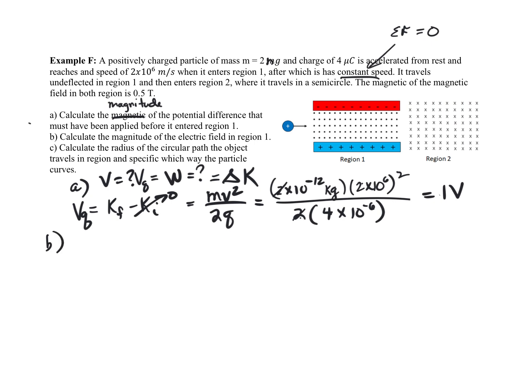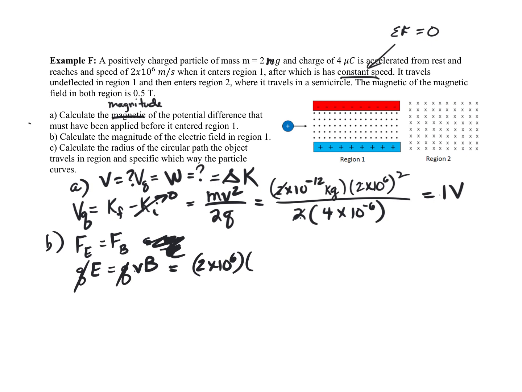Magnitude of the electric field. We can find F sub E because we know that's equal to F sub B, isn't it? Because it's undeflected. So that is QE equals QVB, correct? So the Q goes away, so E, the magnitude of the electric field, is just going to be V times B. So V, the velocity, is 2 times 10 to the 6th times 0.5. So it's 1 times 10 to the 6th.